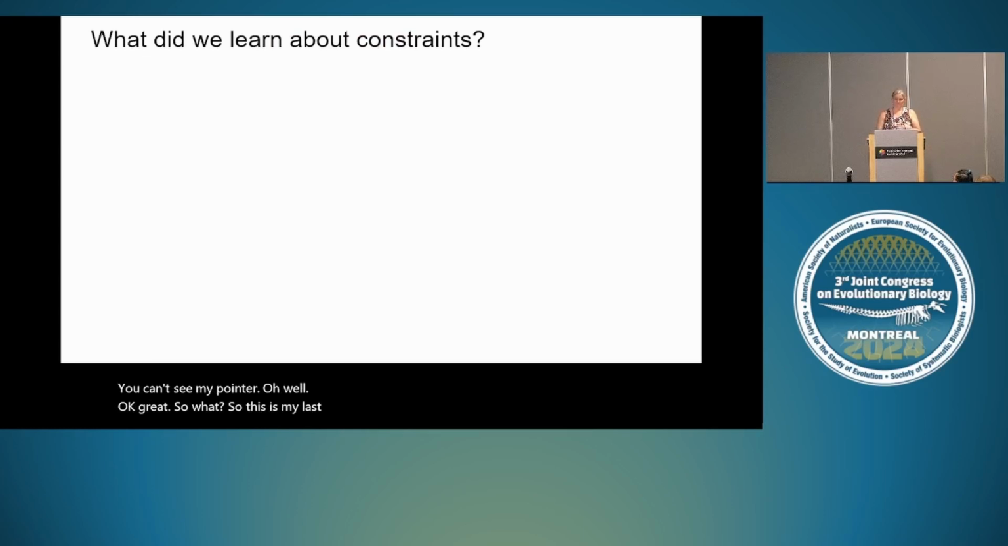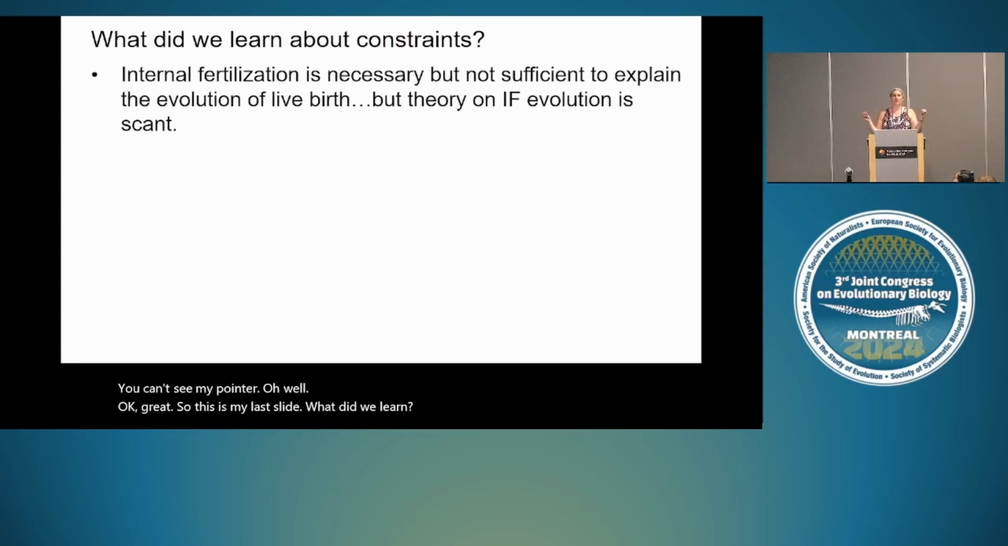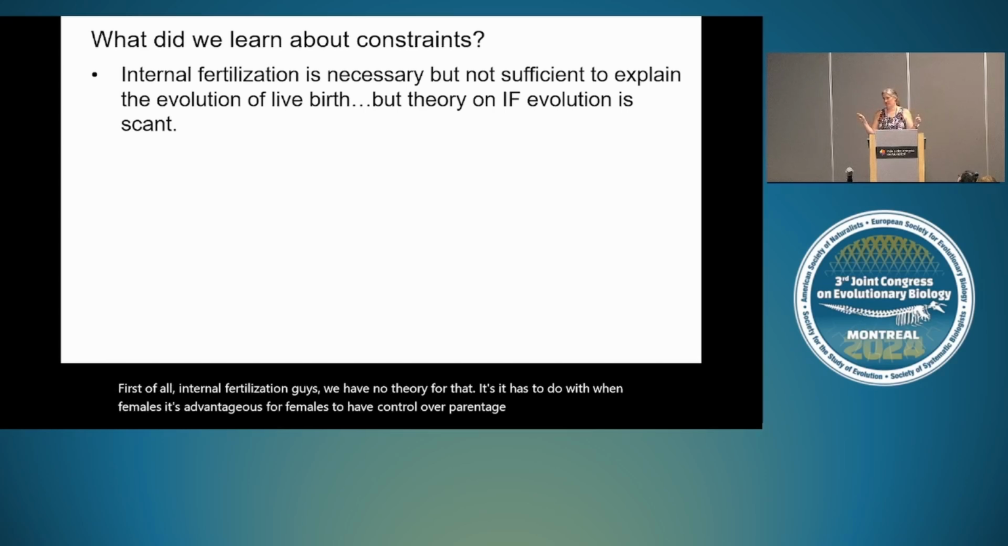What did we learn? First of all, internal fertilization, guys, we have no theory for that. It has to do with when it's advantageous for females to have control over parentage, you evolve internal fertilization. This topic is totally neglected in evolutionary biology.